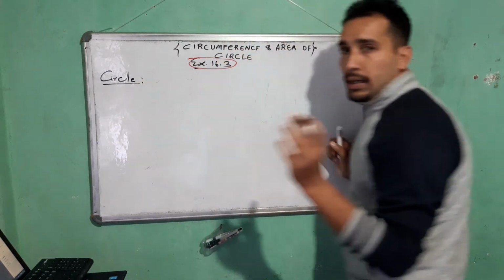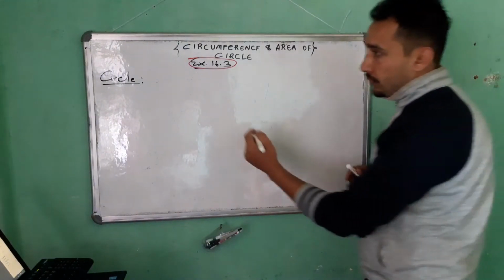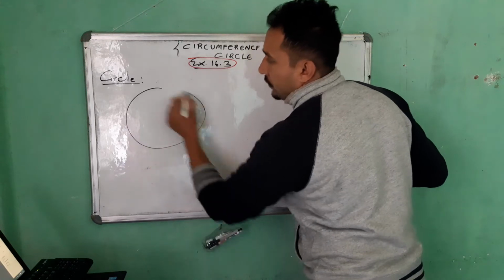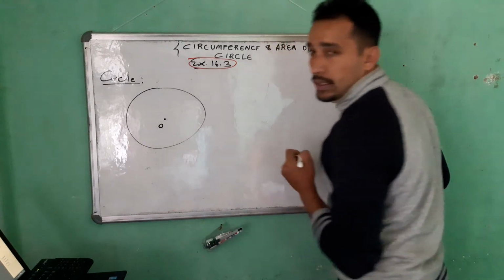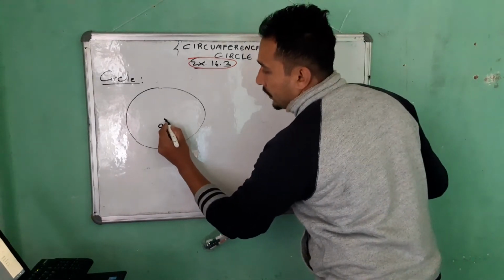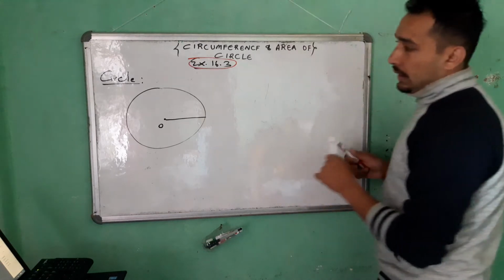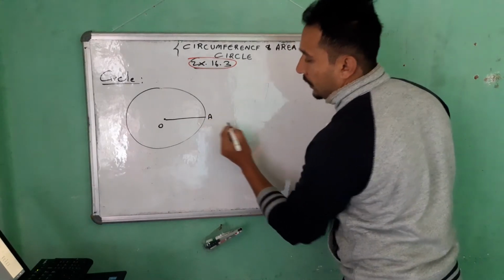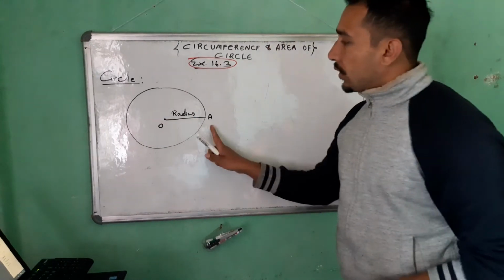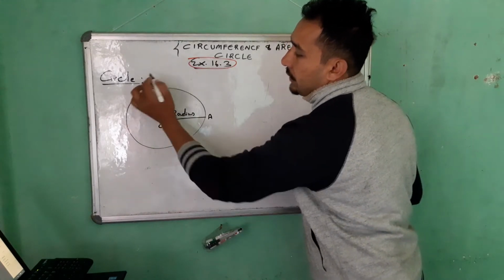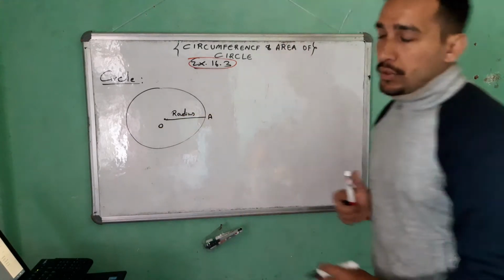In circle, this thing I had given you in the first class also, the introduction class of this mensuration. The circle will be somewhat like this, and this is the center. We mark the center usually by the letter O, and the distance from the center to the boundary, which is called the circumference, is called the radius. Center to circumference, anywhere you draw it, the distance between center and circumference of circle is called radius.